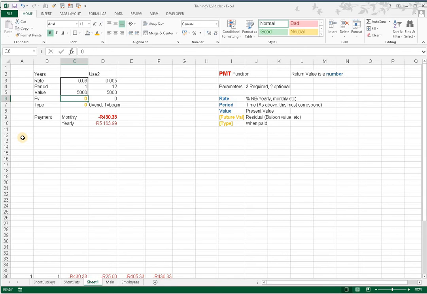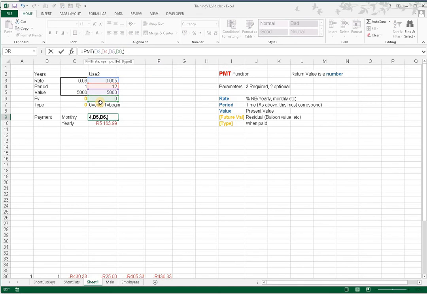So I am borrowing 5,000 over 12 months at an interest rate of 0.5% per month, which is the 6% yearly. I then put in the is equal to PMT with the different parameters: D3, D4, and D5. As mentioned before, I don't need the last 2, so I could actually leave that out and still get the same result.